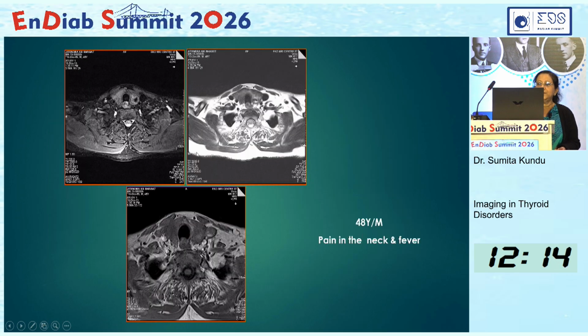This is a 48-year-old male who came with us with a history of pain in the neck and fever. We see that the thyroid gland is not extremely but mildly enlarged, but is also showing edematous signal, whereas normal signal is changed, and also there is a focal hemorrhage over here. We do not know if the patient had already had a cyst or a nodule there which had bled, but the rest of the gland is showing edema and thickening.